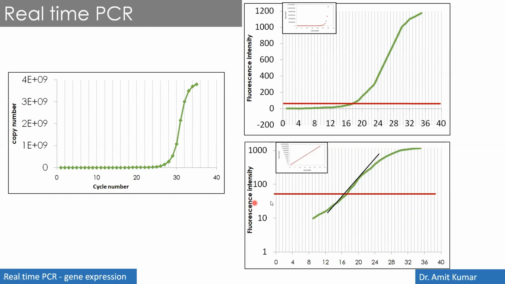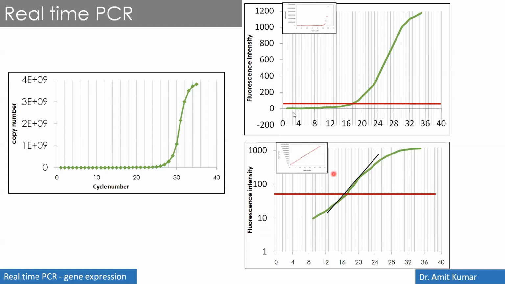Once you convert the graph into the logarithmic scale, it is important to note that both graphs, in the upper part of the slide and in the lower part of the slide, are exactly the same. The only difference is the y-axis. In the upper part you have the direct fluorescence intensity on the y-axis, and in the lower part you have a logarithmic converted y-axis.